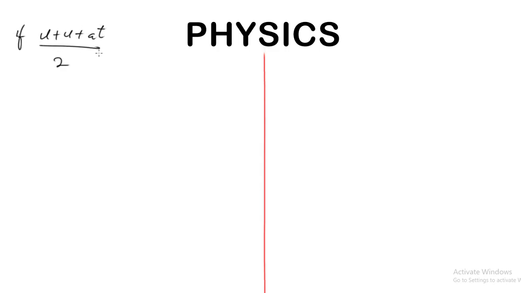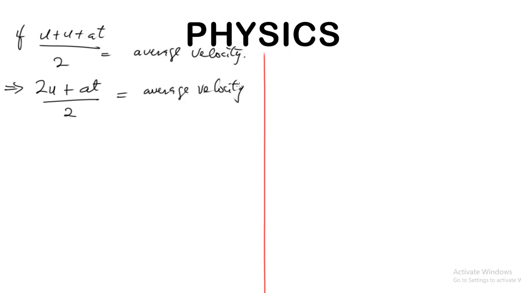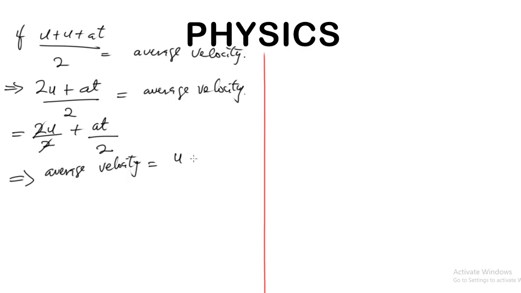If 2u plus at divided by 2 is equal to average velocity, this implies that 2u plus at all over 2 is equal to average velocity. Hence, 2u over 2 plus at all over 2, you divide out, you have that u plus at over 2 is equal to average velocity. U plus half at is equal to average velocity.